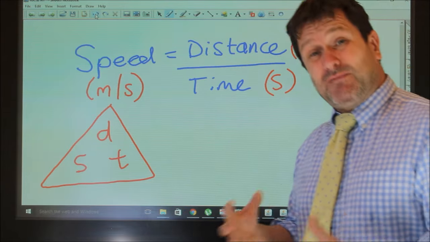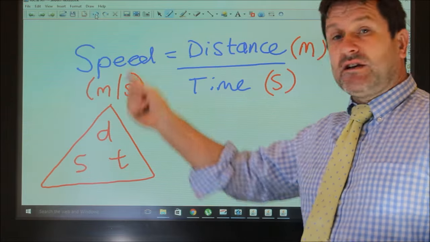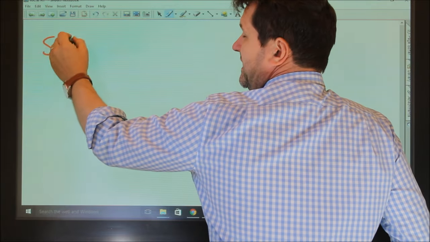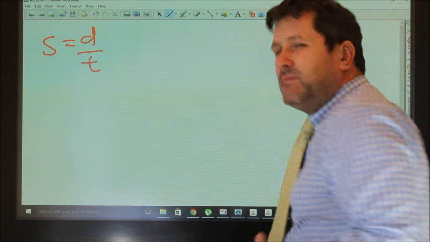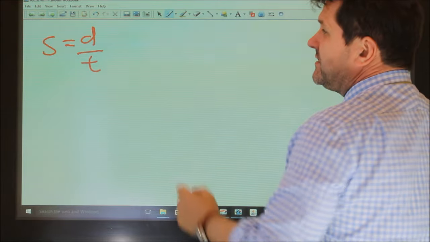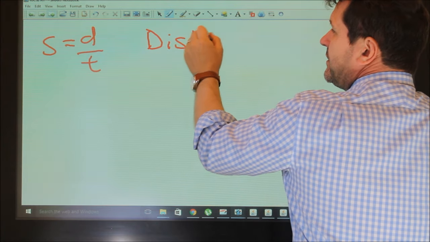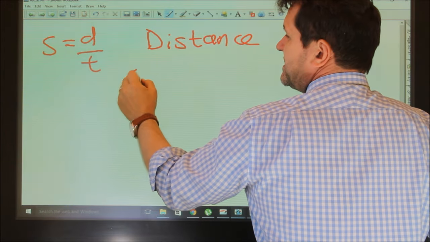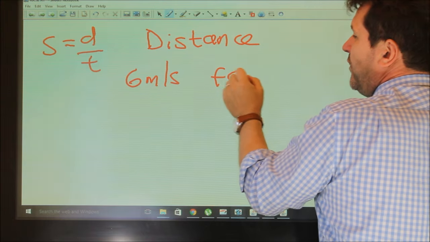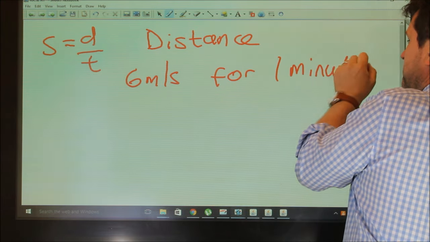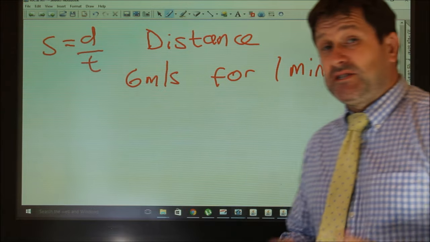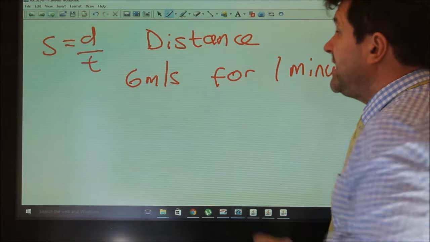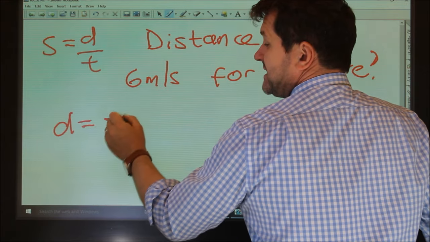Something else they might do to make it slightly more difficult again is force you to rearrange the equation, all right? So if you think about this, they could say something like, we know the equation is speed equals distance divided by time. But what if they said to you, how far would you travel? So what would be the distance you would travel if you traveled with a speed of, say, 6 meters per second for 1 minute? So for example, if a question said, what distance would you cover if you traveled at 6 meters per second for 1 minute? So obviously we'd rearrange our equation first and we'd say distance equals speed times time.